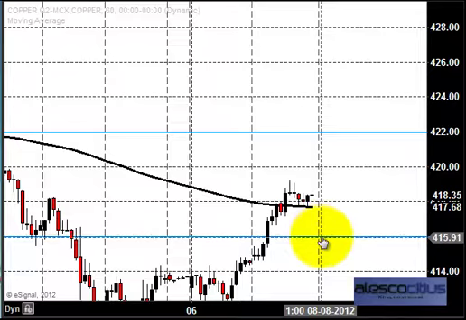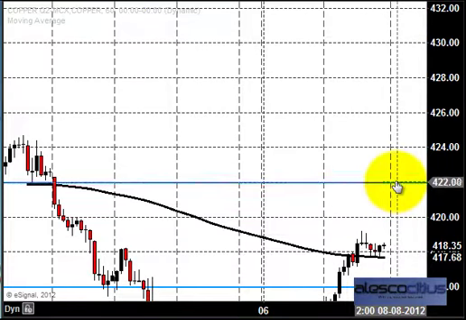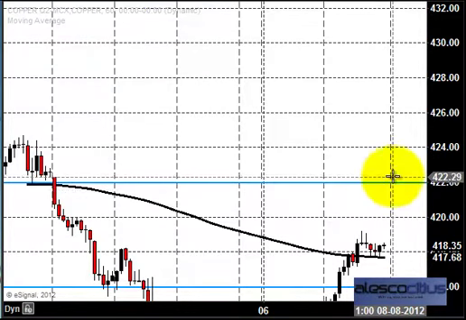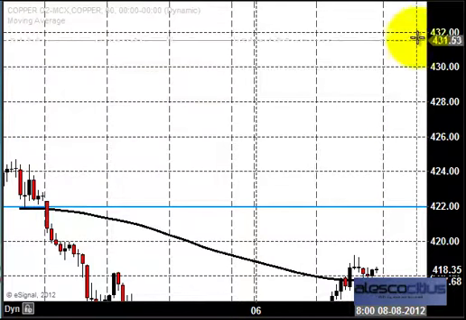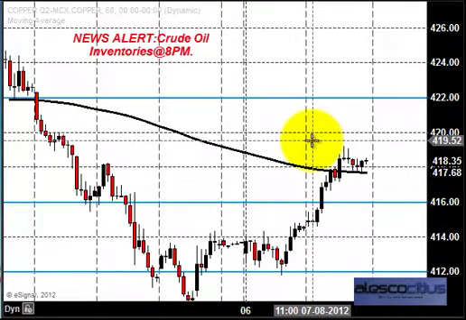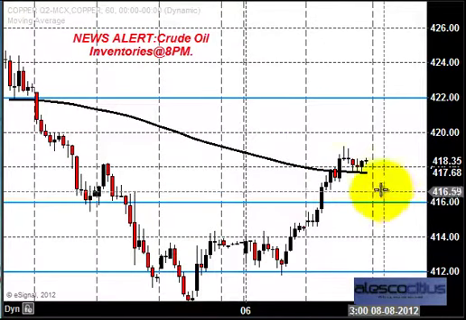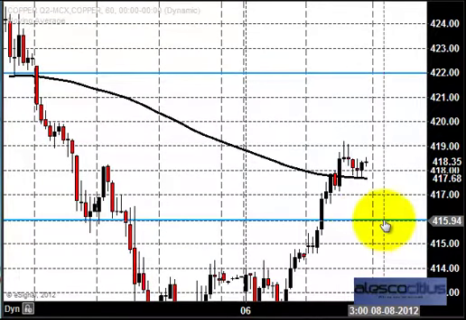Now we can target 416, and initially we can expect 422, and if the price can sustain this, sure, the momentum can pull back to 426, and 432 is possible. So let us see what is going to happen during our trading session, and we suggest the market can go for an uptrend with 416 as support.